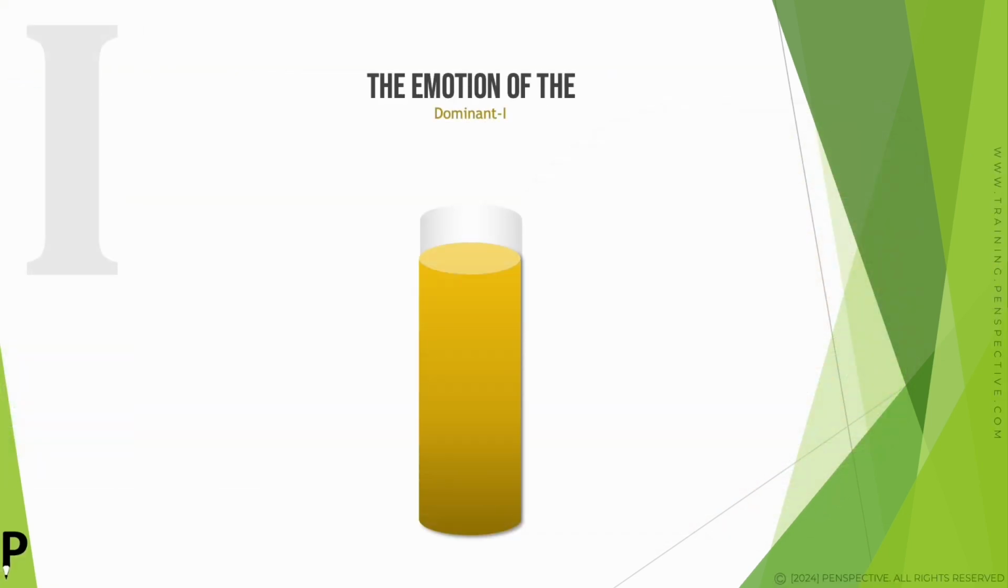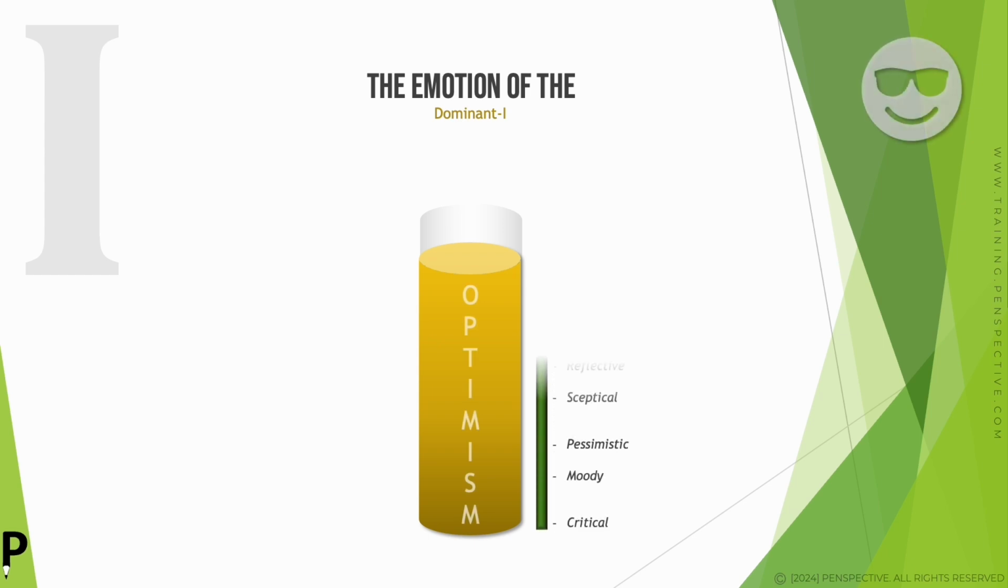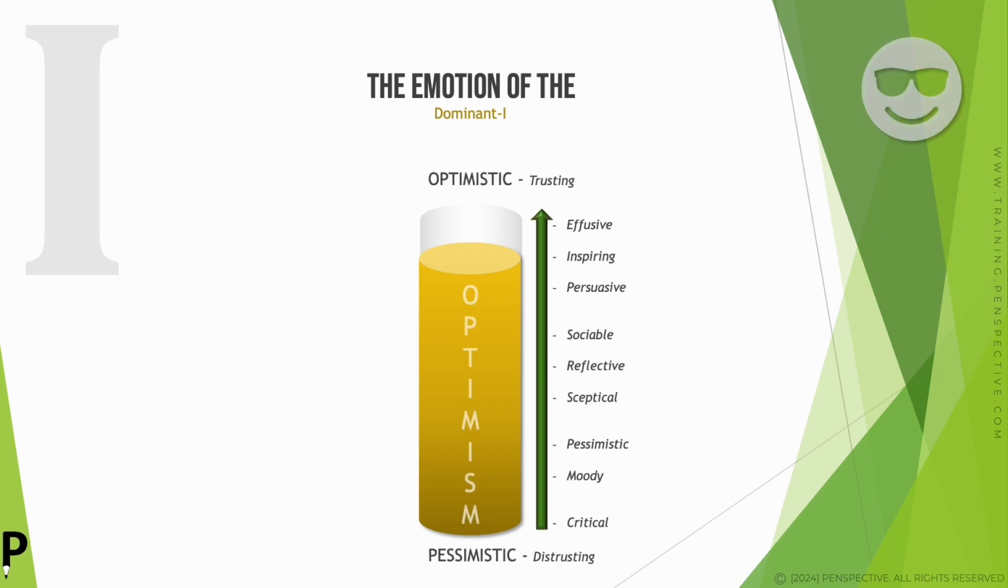According to the D.I.S.C model, dominant I individuals are characterized by optimism. The higher their position on Graph 2, the more optimistic they tend to be. These individuals often believe in the potential for achieving the impossible and hold a strong sense of optimism about the future. However, it's essential to note that this optimism may sometimes lack grounding in facts and data, leading to a tendency to overlook potential challenges or obstacles.